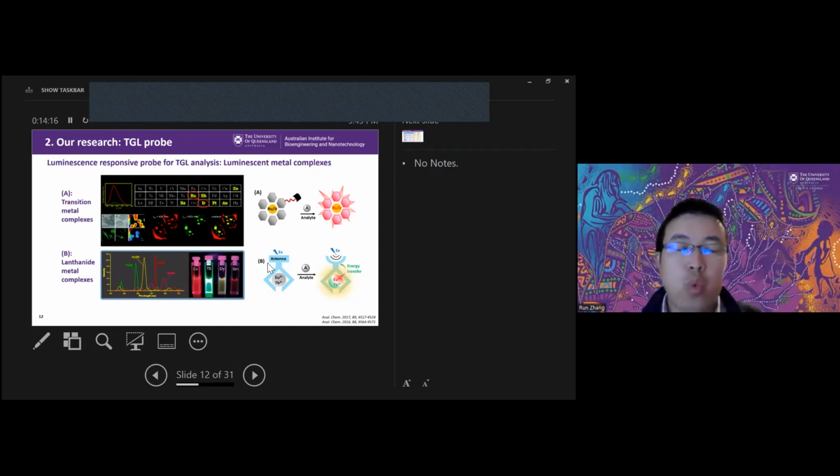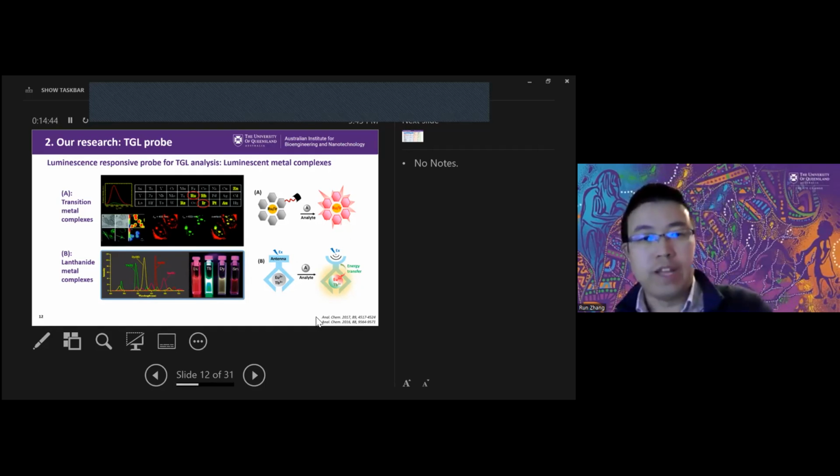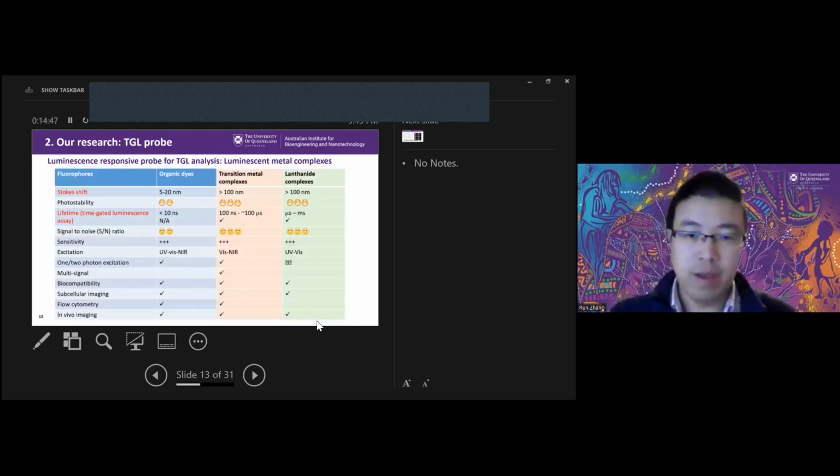For the lanthanide chelates, it is a little bit different because the emission always comes from the metals, and the absorption is from the antenna, the ligands. So we just need to modify the structure of the antenna, so that the energy transfer from the antenna to the metals is activated or inhibited. That is the principle for the design of the probes.